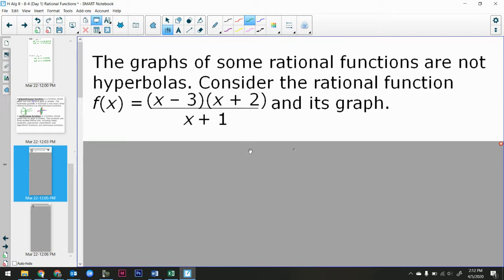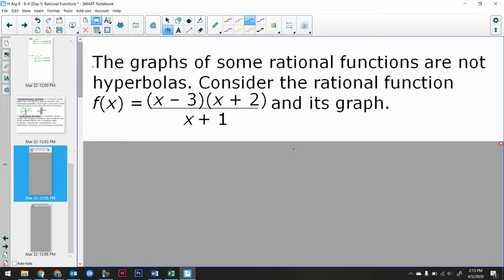The graphs of some rational functions are not hyperbolas. Consider this rational function. Now, what's going on here? This is a rational function. Obviously, if I multiply this out, there's a big polynomial on top and a polynomial on the bottom. But it's still a rational function, and it still has some of the same properties.